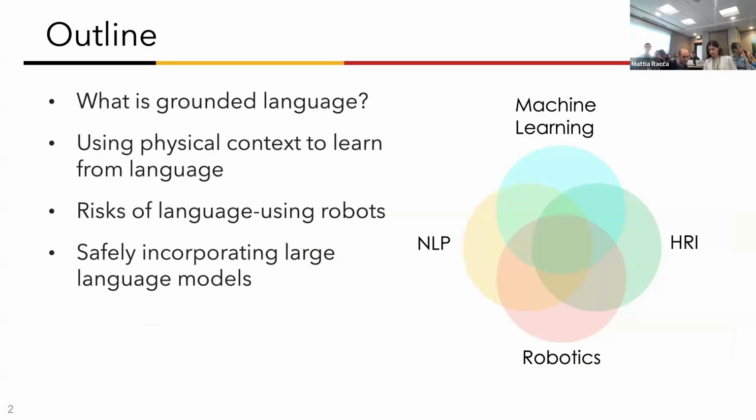Okay. So this is just a quick high-level overview of the things that I hope to touch on in this talk. I'll describe grounded language and how it relates to HRI and robotics. And I'll talk a bit about how to use physical context to drive learning from human language. I'm also going to talk broadly about some of the risks of language using robots and a little bit about LLMs and how to use them safely and some of the uses we're putting them to.